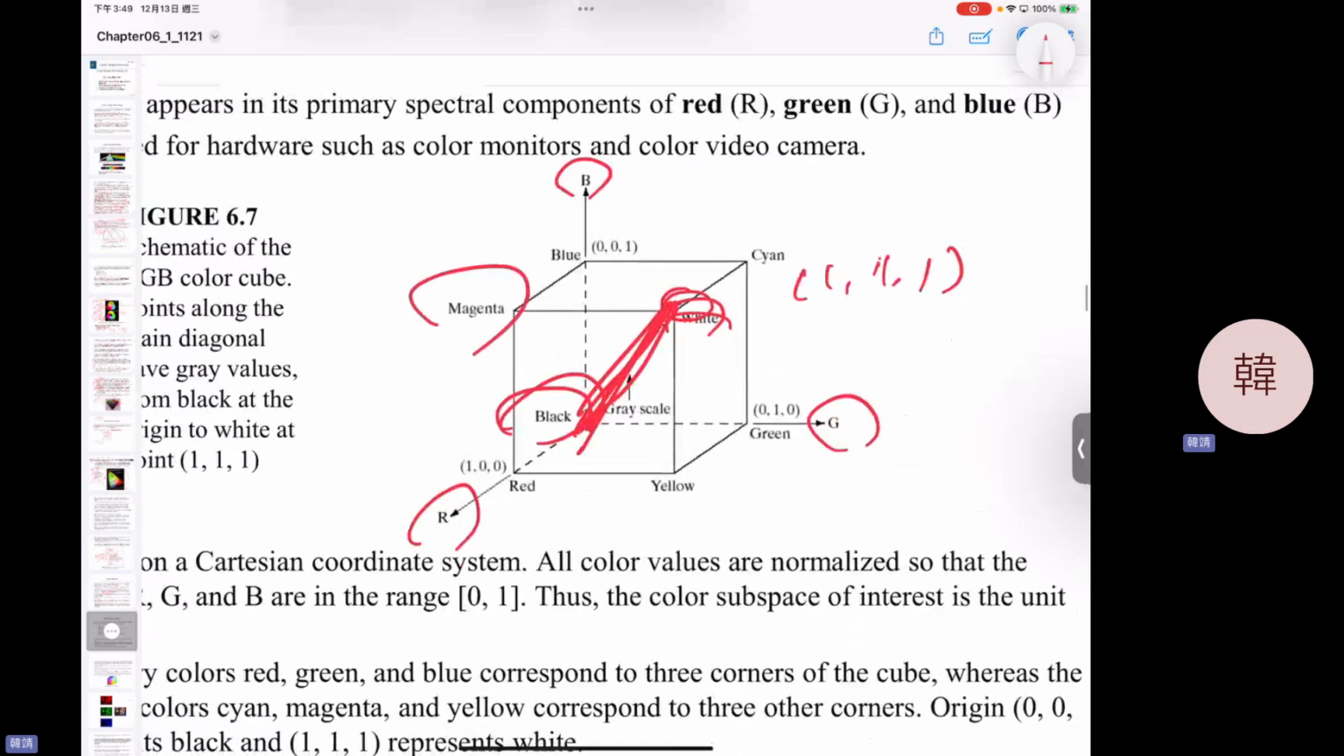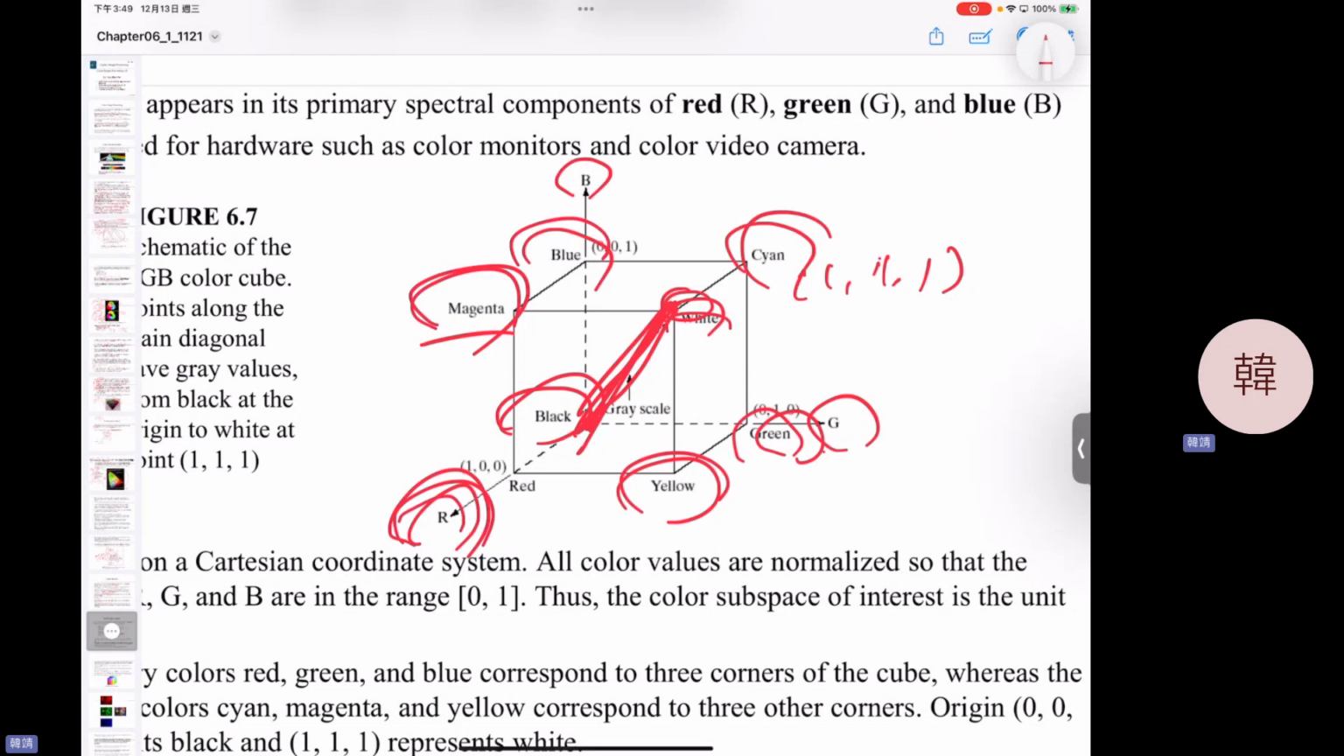And we just have this cyan, yellow, magenta, right? If you go back to look at these three primary colors mixed together, if red is 0, no red, and only blue plus green, we get cyan. Only green plus red, we get yellow. Only blue plus red, we get magenta.